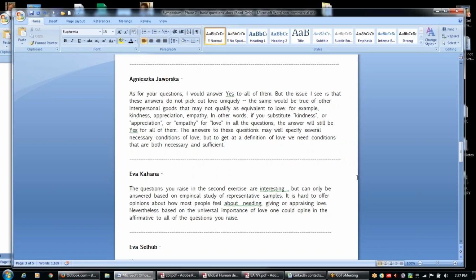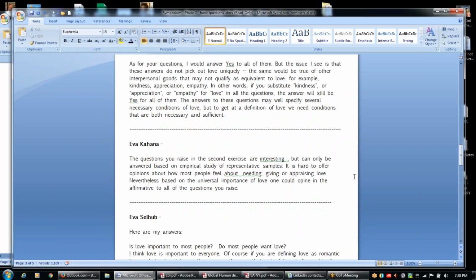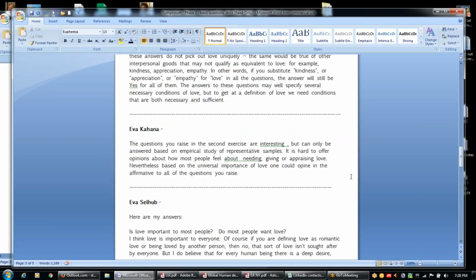again, Stephen Post said, love is the hub, and all of these are the spokes. So it's another way of presenting the idea. As for all the questions, the answer will still be yes for all of them. May well specify several necessary conditions. I had a long conversation about necessary and sufficient, which Daniel, you can probably relate to, necessary and sufficient, which is something we might have to take into consideration ultimately.